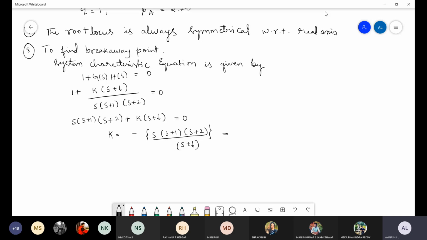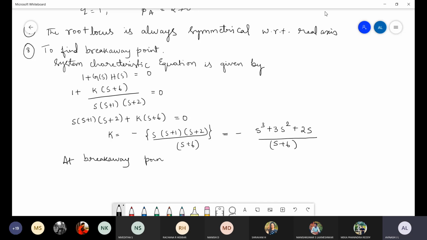So you can just remove the negative sign. So it will be like minus of (s cube plus 3s square plus 2s) divided by (s plus 6). So this is the value you are going to get for K. So please all of you check whether you get the same answer or any other answer. I hope that all of you will get the same answer.